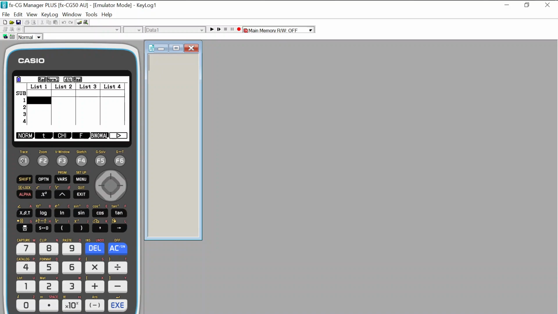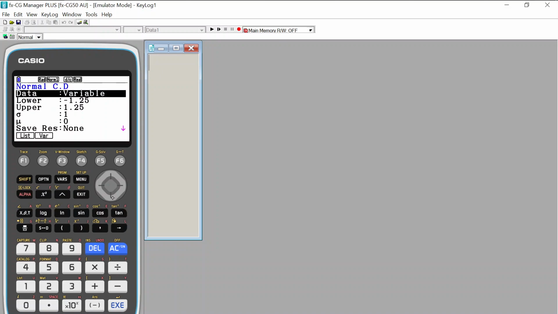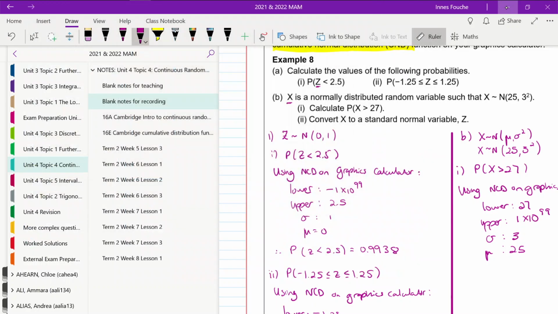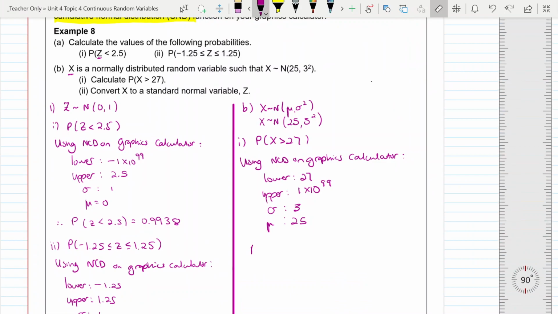Distribution, normal, NCD. So our lower value is now 27. Our upper value is 1 times 10 to the power of 99. And no longer is our sigma 1, it's now 3. And our mean is 25. And when we push our equal sign, we get the probability is 0.2525. So our probability of X being greater than 27 is 0.2525.